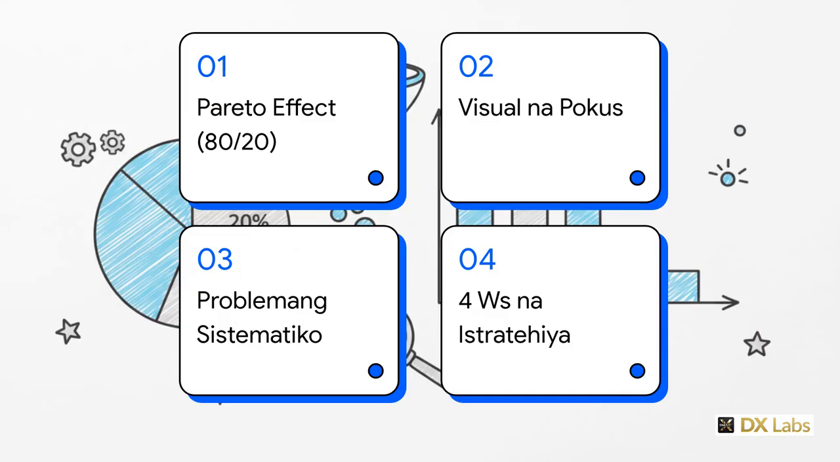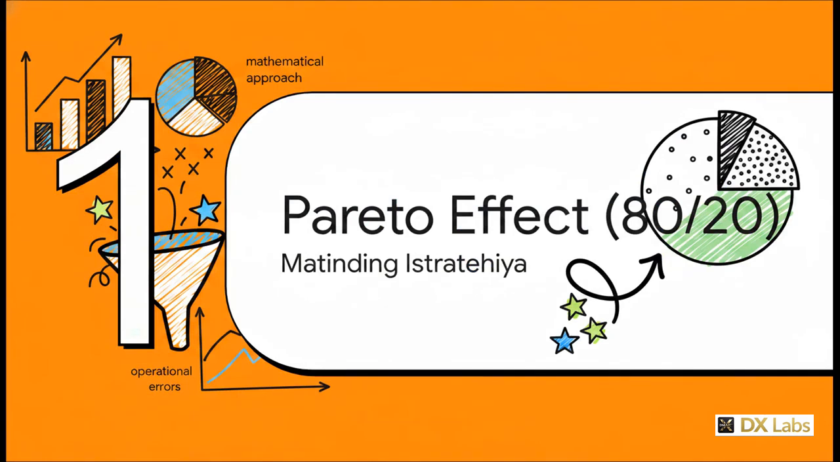Sa explainer na ito, imamap out natin kung paano natin i-unlock ang focus during the DMAIC measure phase. Tatawid tayo sa the 80-20 Pareto effect, visualizing project focus, identifying systemic problems, at syempre, stratifying with the 4 Ws. Let's dive right into our first topic, the 80-20 Pareto effect. Ito talaga ang ultimate strategy for working smart.